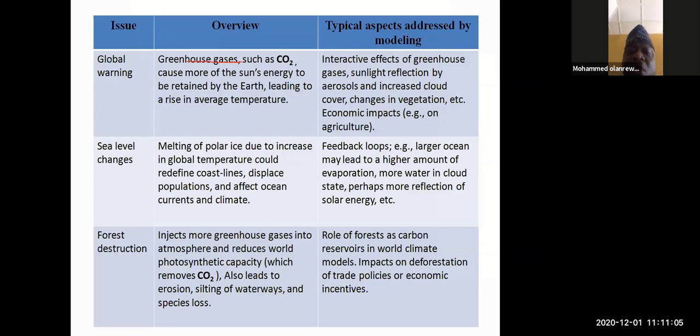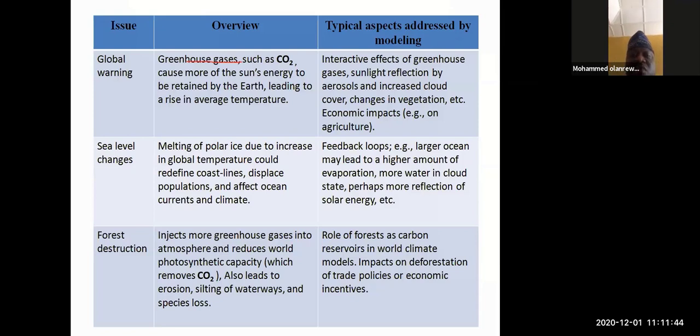But then, the concept of global warming. The overview there is that greenhouse gases, such as carbon dioxide, cause more of the sun's energy to be retained by the earth, leading to a rise in average temperature. Typical aspects addressed by modeling here: interactive effects of the greenhouse gases, direct reflection of sunlight by aerosols, increased cloud cover, changes in vegetation, and economic impacts, for example on agriculture.